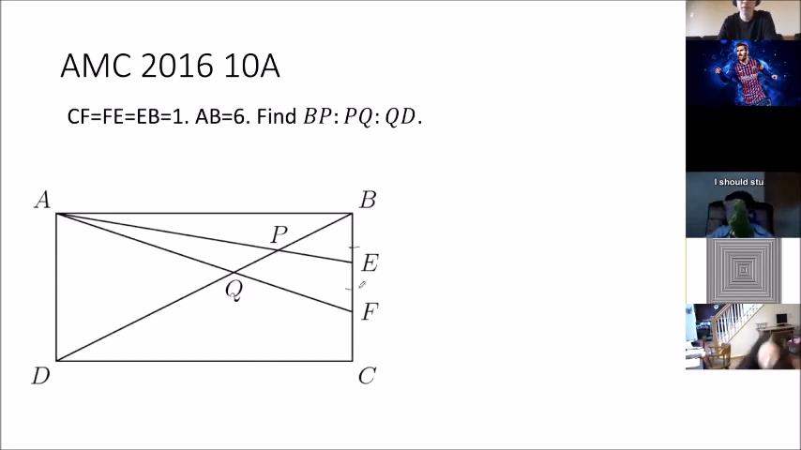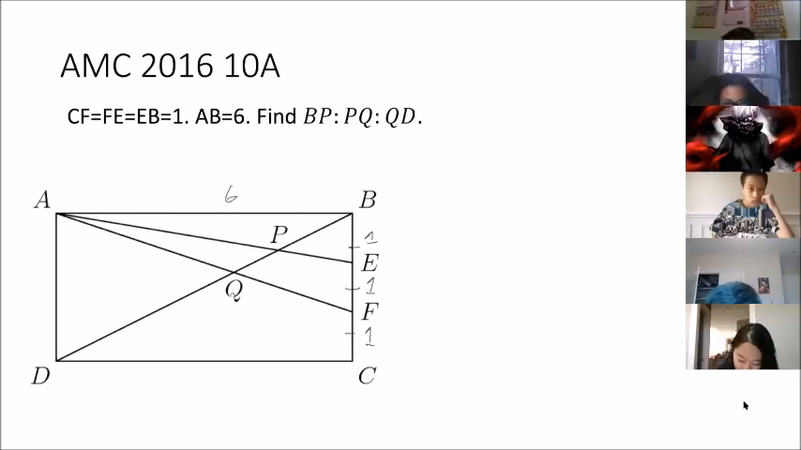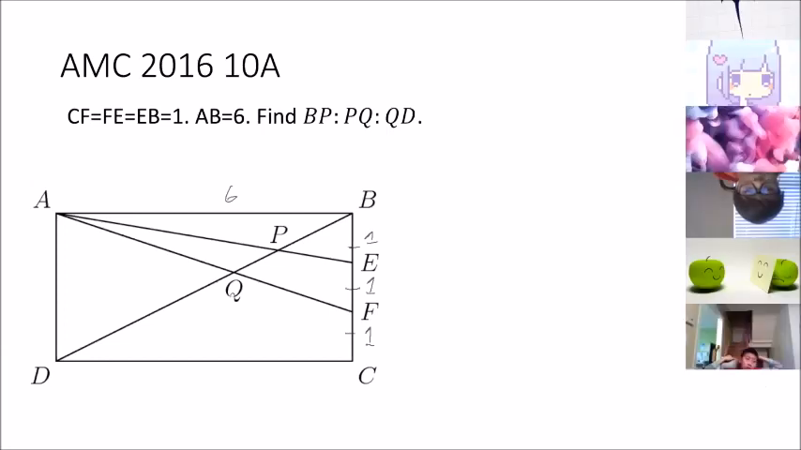you draw E and F such that E and F trisect the segment. These are all length 1. And you're also given AB is 6. You want to find the ratio BP to PQ to QD. So you all should draw the diagram and try it yourself. And once again, look up when you're done.